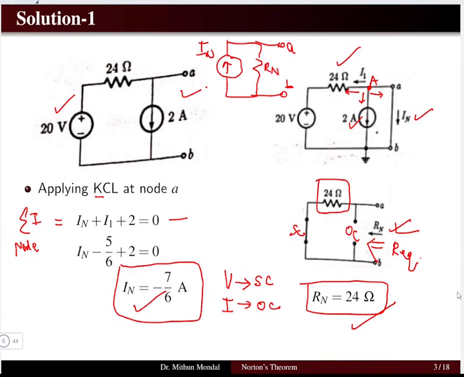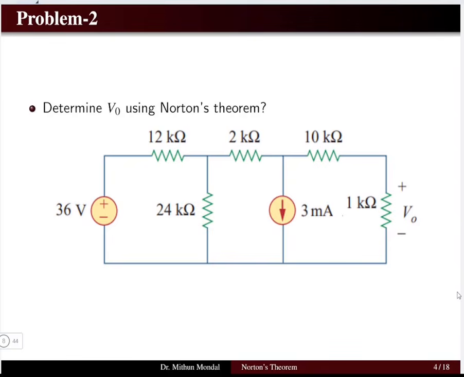So the problem was very simple. Now let us see some other problems. Problem 2: you have to determine the voltage V0 using Norton's theorem. V0 is the voltage across the 1 kilo ohm resistor. What is the potential drop across the 1 kilo ohm resistor?